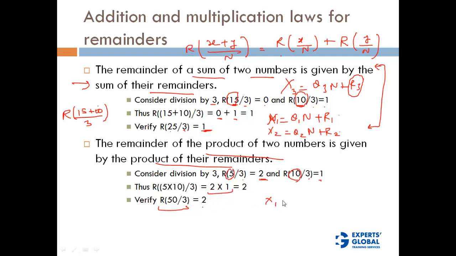Again, you can take x1 is equal to q1n plus r1, and x2 is equal to q2n plus r2, and you try to figure out x1 into x2 in the form of some q3n plus r3, and you will see that r3 is going to be r1 into r2.